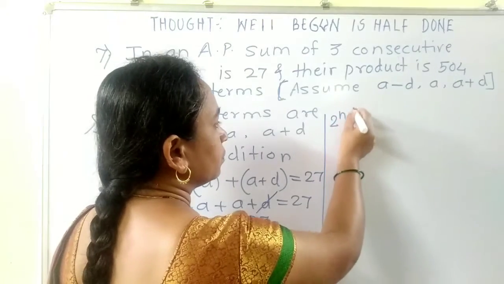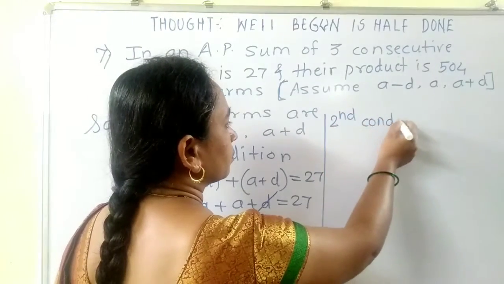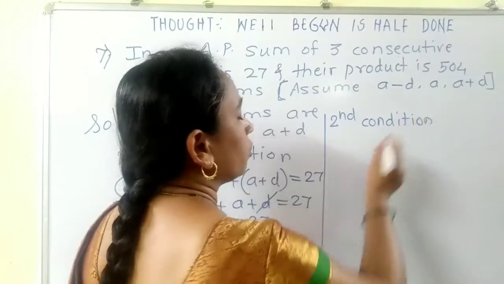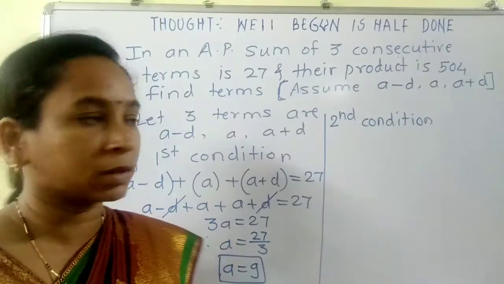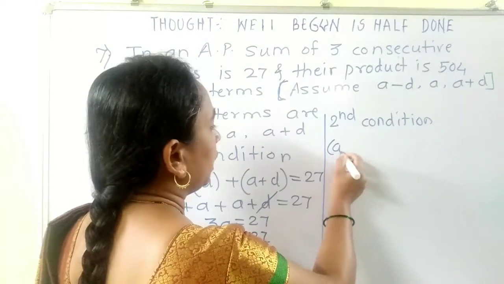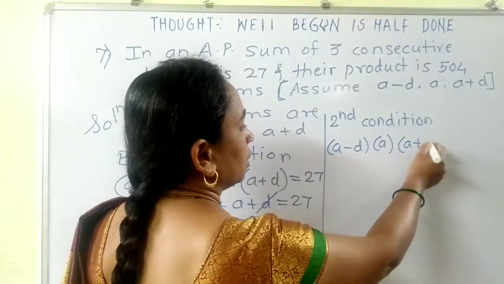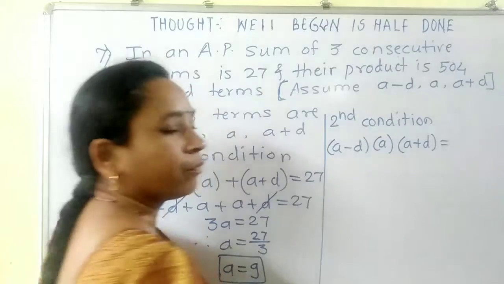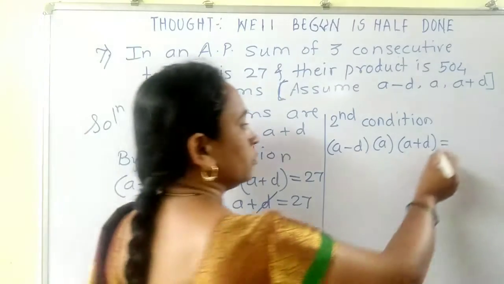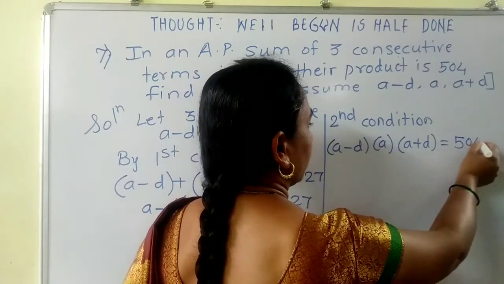Second condition: we have to take the product of those three numbers. So the numbers are A minus D, A and A plus D. Their product is nothing but 504. So I'll put in this 504.